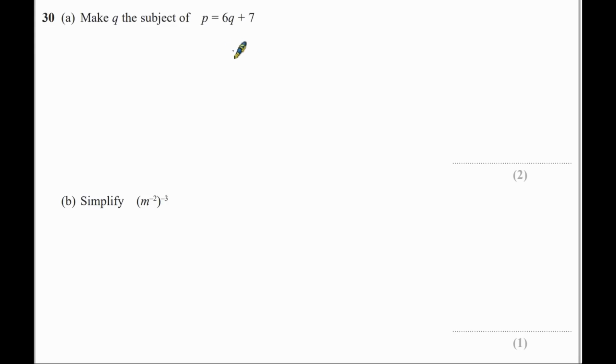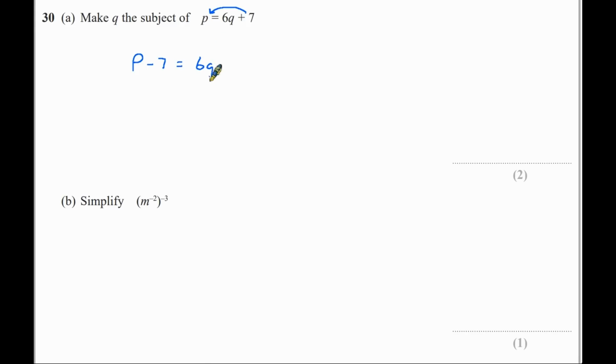First of all, I'm actually using BIDMAS in reverse order. It is the principle of rearranging formula. So if I look at this, I've got the p. Now on the other side, it's 6q plus 7. I am going to move the 7 first, because by using BIDMAS backwards, it would tell me to do so. I'm going to move the 7 to the other side of the equation. Now when you move something, it changes. A plus becomes a minus. So I now have p minus 7 equals 6q.